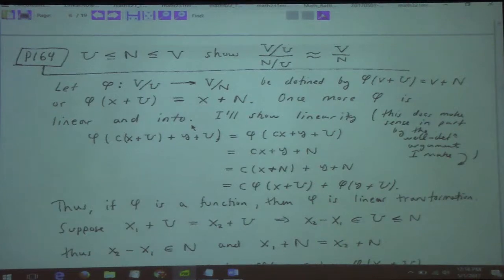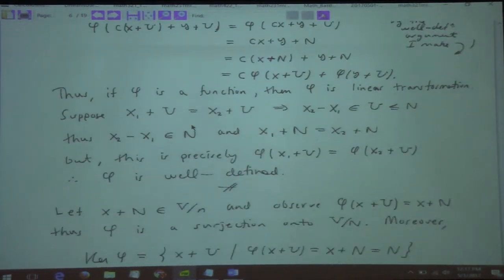And what else do I need? I think that's all I need. I need linear, and I need this actually well-defined function. Then I can apply the first isomorphism theorem to that, right? To apply the first isomorphism theorem, I have to calculate the kernel of this map. So what's the kernel going to be? I look at x plus N equal to 0, which means what? That means x plus N is equal to N again, right?